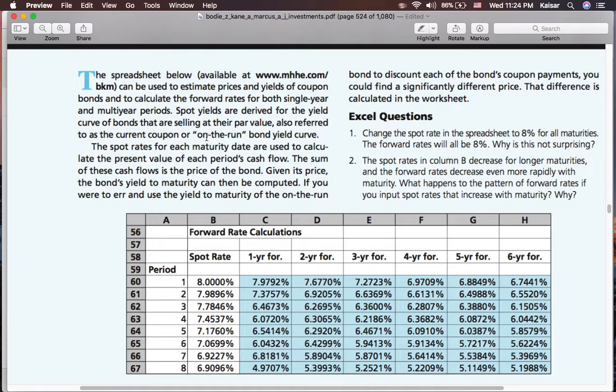The spot rates for each maturity date are used to calculate the present value of each period's cash flow. The sum of these present values is the price of the bond. Given its price, the bond's yield to maturity can then be computed. If you were to err and use the yield to maturity of the on-the-run bond to discount each of the bond's coupon payments, you could find a significantly different price. That difference is calculated in the worksheet.